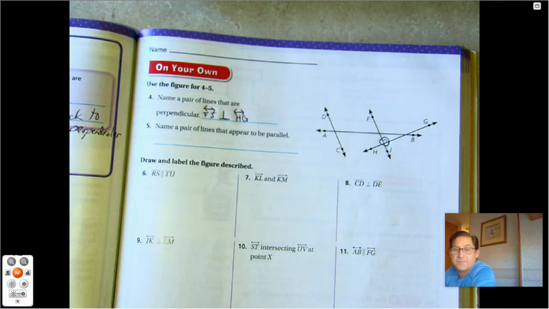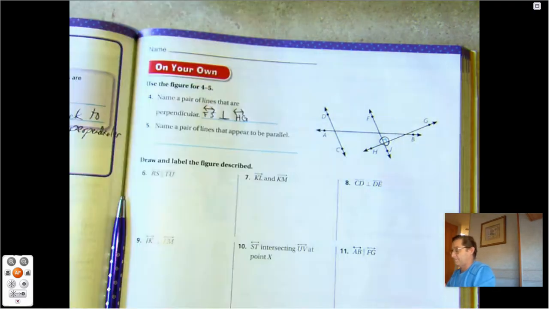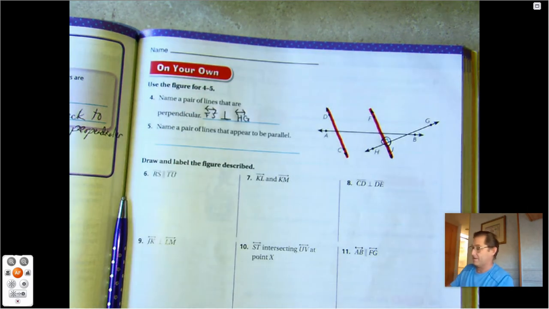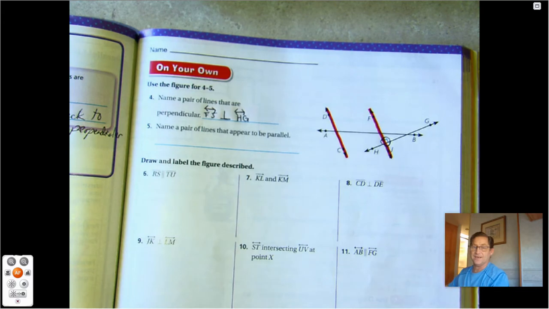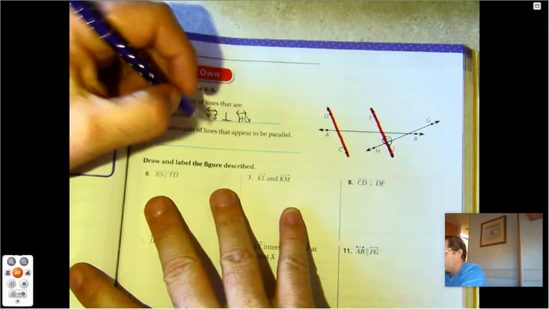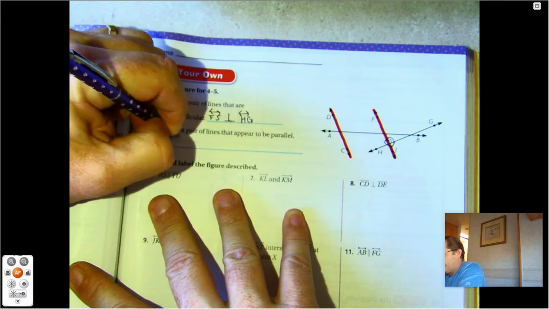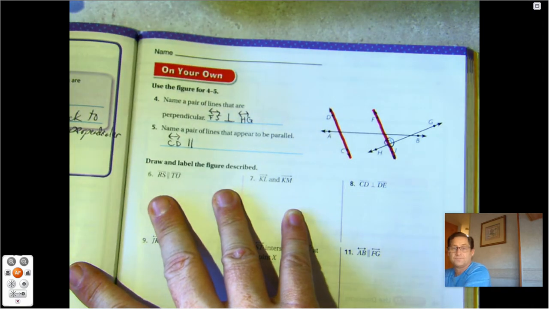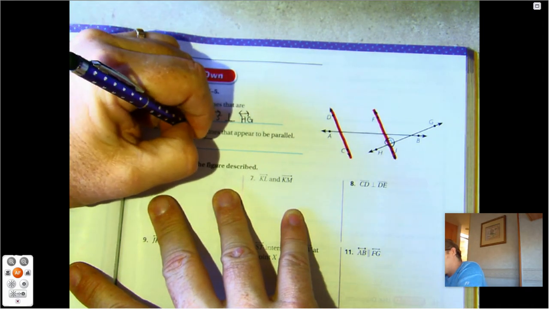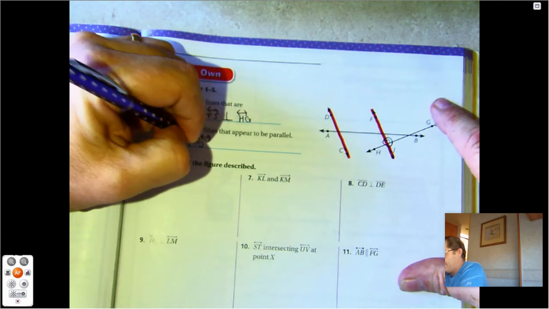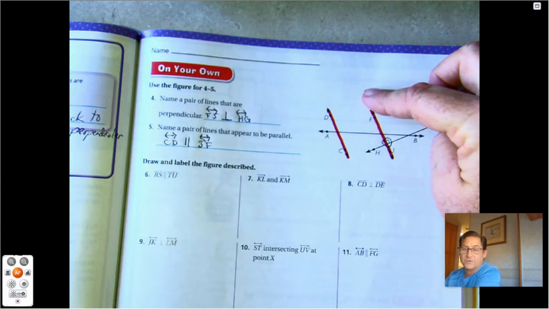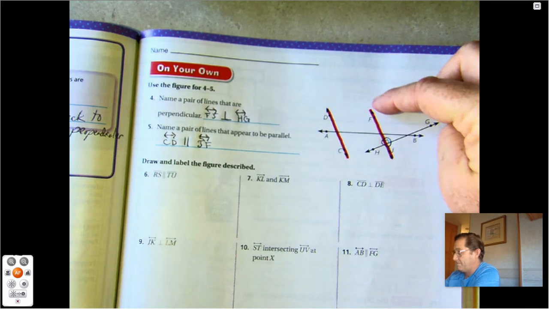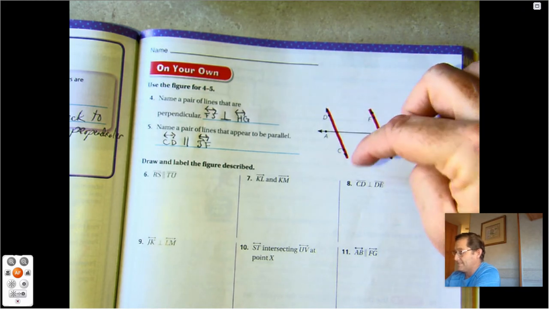Name a pair of lines that appear to be parallel. Well, when I look at that line and that line, regardless of how far you extend the lines, they look like they will never cross each other. So I'm going to say line CD is parallel to line JF. Remember this, we can name this line 2 different ways. We call this line FJ or JF. We can name this line as DC or CD.